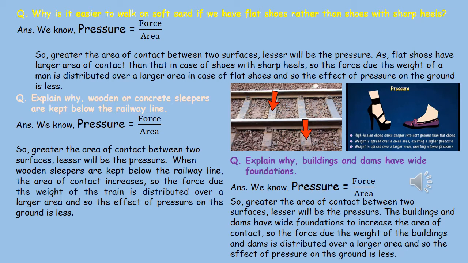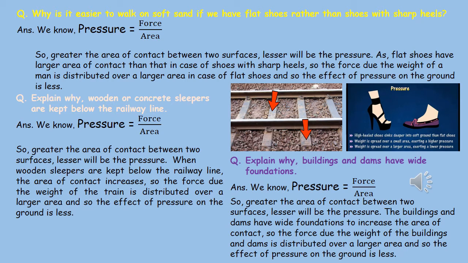Why is it easier to walk on soft sand if we have flat shoes rather than shoes with sharp heels? We know pressure is equal to force by area. So greater the area of contact between the two surfaces, lesser will be the pressure. So for a flat shoe, as we can see in the figure, the area of contact is large. And so the force due to the weight of the man is distributed over a larger area, and so the effect of pressure on the ground is less than in the case of a pointed heel shoe.